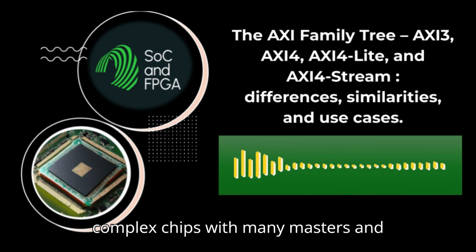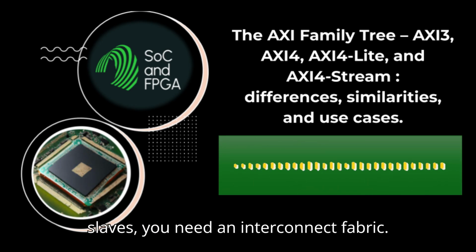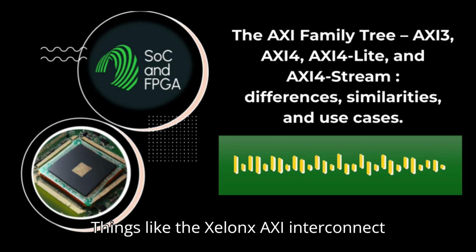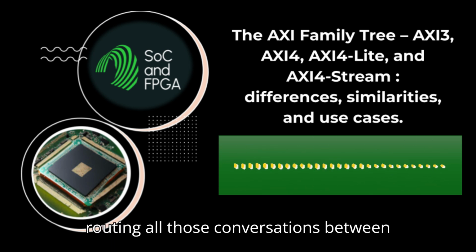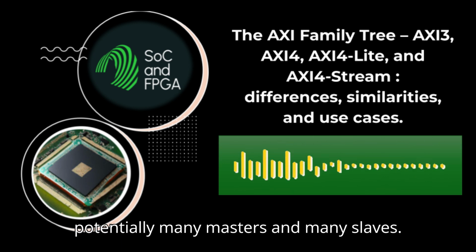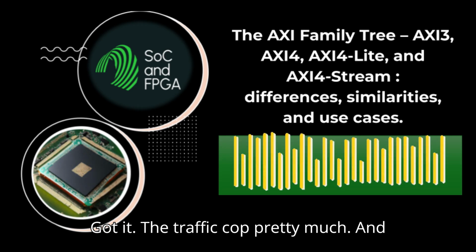Right. So in complex chips with many masters and slaves, you need an interconnect fabric. Things like the Xilinx AXI interconnect IP act like central traffic controllers, routing all those conversations between potentially many masters and many slaves. Got it. The traffic cop. Pretty much.